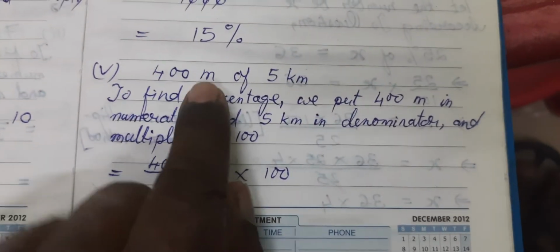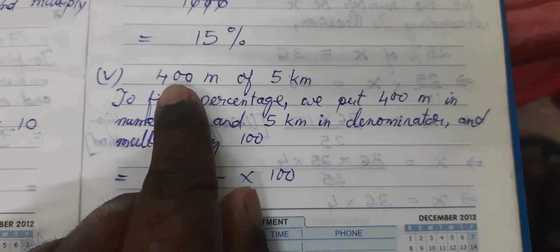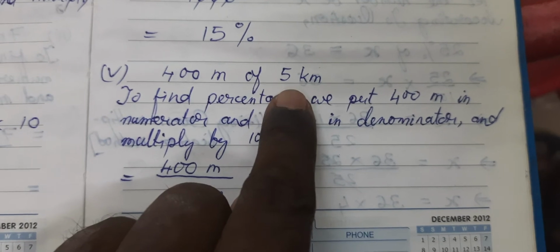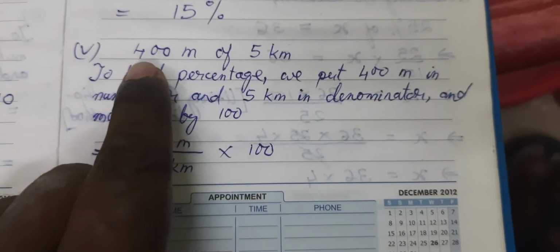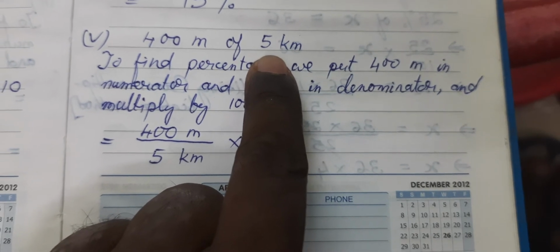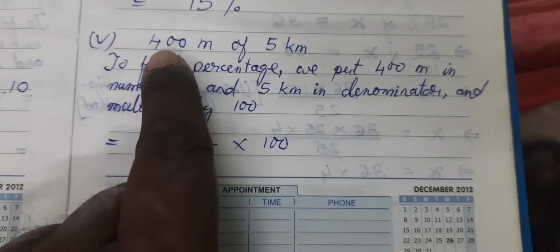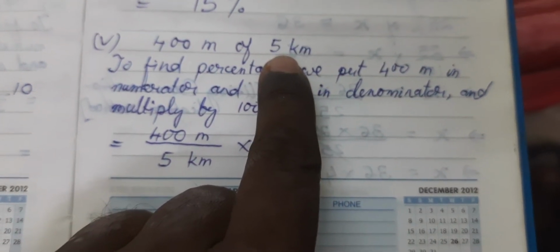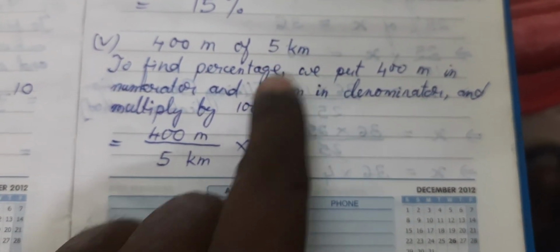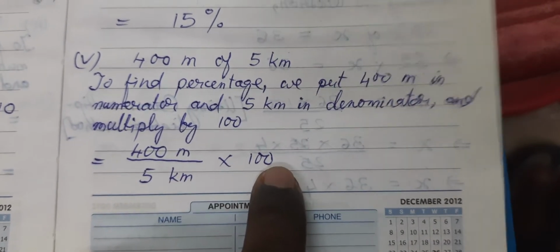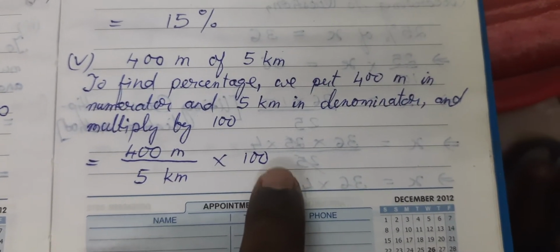So the next one is also the same. We have to find the value of 400 meter in front of 5 kilometer, or 400 meters as a percentage with respect to 5 kilometer. So we are comparing 400 meters, so 400 meter will be in the numerator. We are comparing it with 5 kilometers, so 5 kilometer will be in the denominator. And we need the value in percentage, no? So we have to convert into percentage, so multiply by 100.